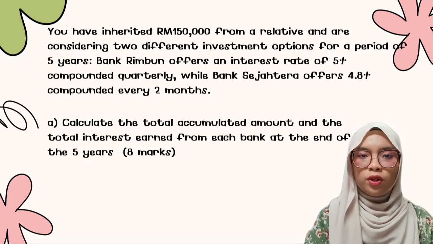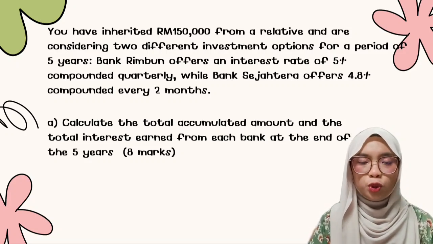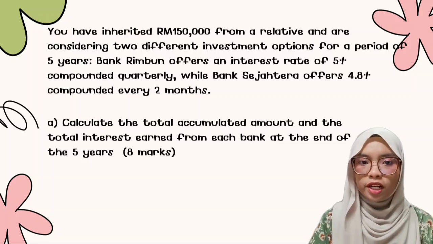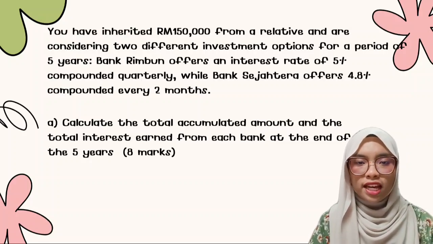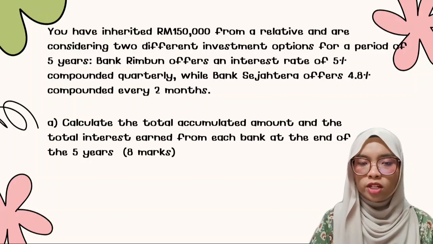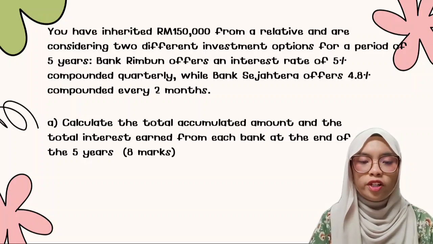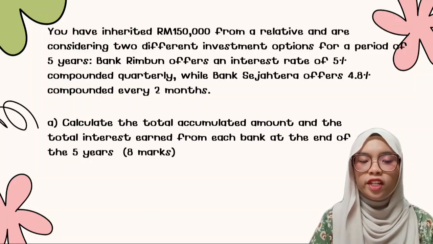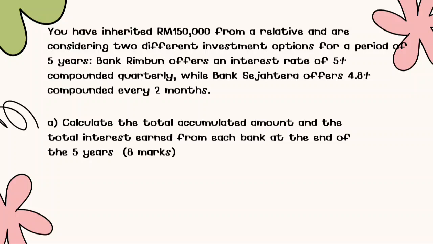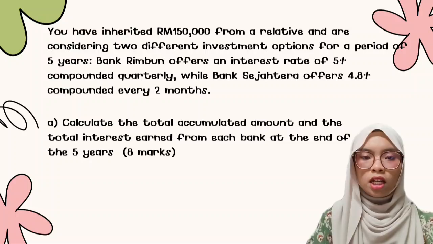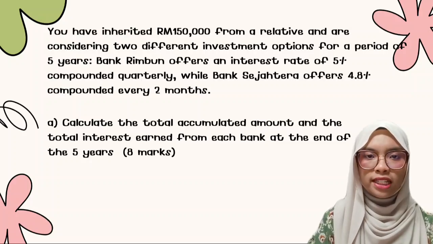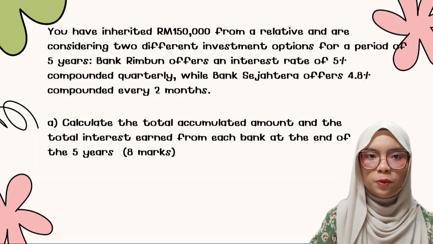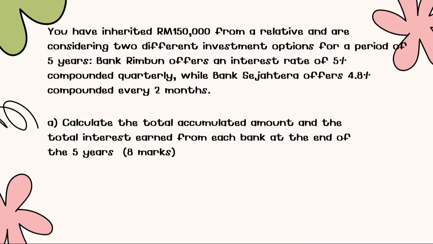Case study 1. You have inherited 150,000 ringgit from a relative and are considering two different investment options for a period of 5 years. Bank Rimbun offers an interest rate of 5% compounded quarterly, while Bank Sejahtera offers 4.8% compounded every 2 months. Question A. Calculate the total accumulated amount and the total interest earned from each bank at the end of the 5 years.